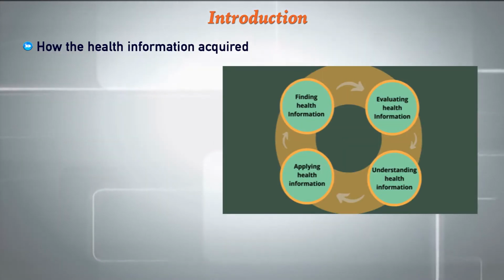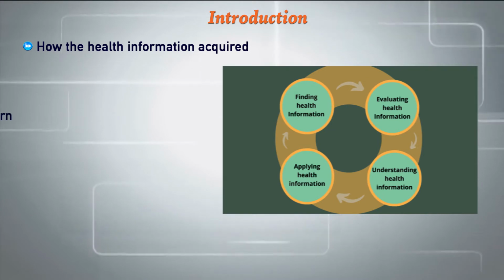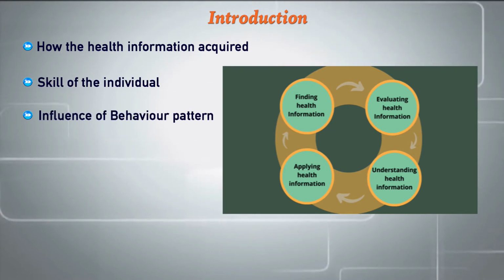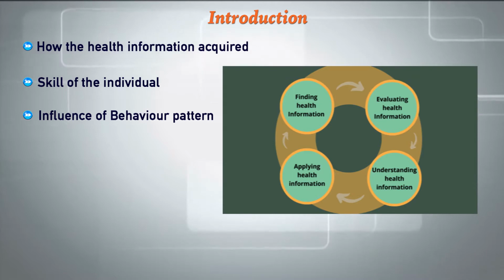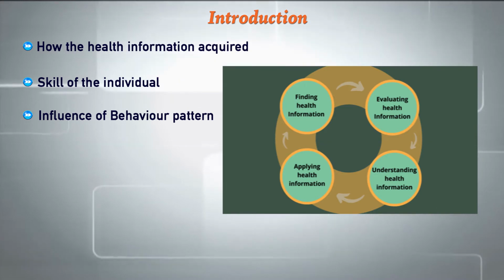Introducing skill acquisition, that is how health information is acquired, what is the skill of an individual, and how it influences the behavioral patterns of the individual. So, we all know that we have different information, a variety of information. Finding health information, evaluating it, applying and understanding it is an essential skill needed by an individual. So, skill acquisition is an essential quality for an individual in acquiring health information.